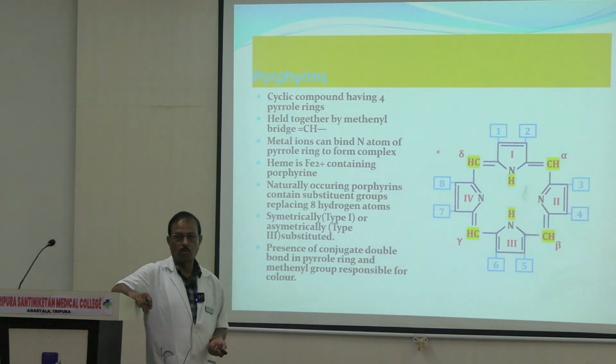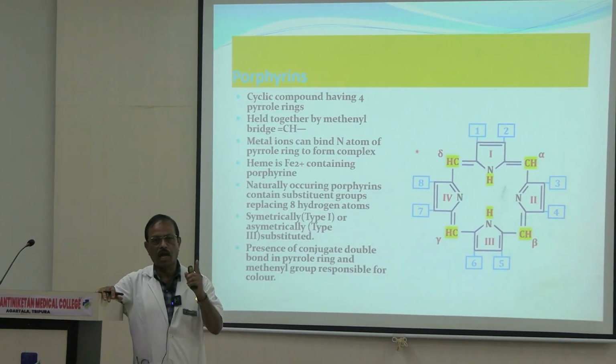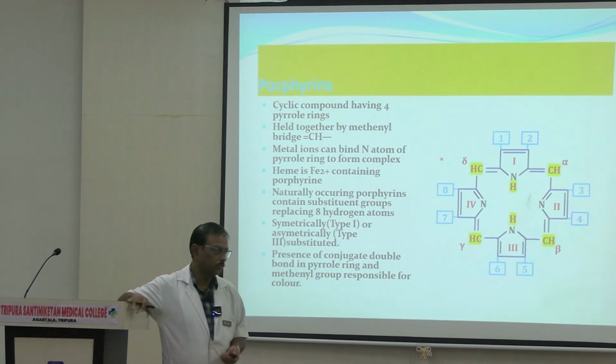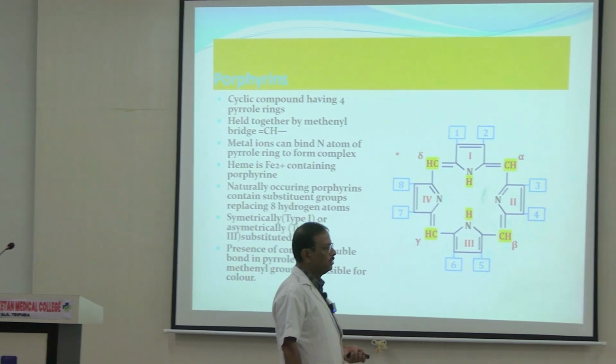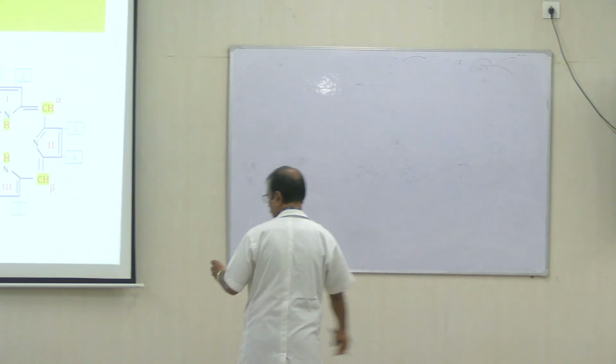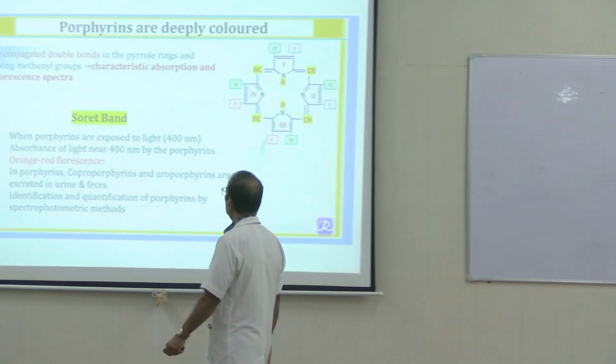Now physiologically it is the type 3 porphyrins which are important. Type 1 porphyrins only serve as precursors.